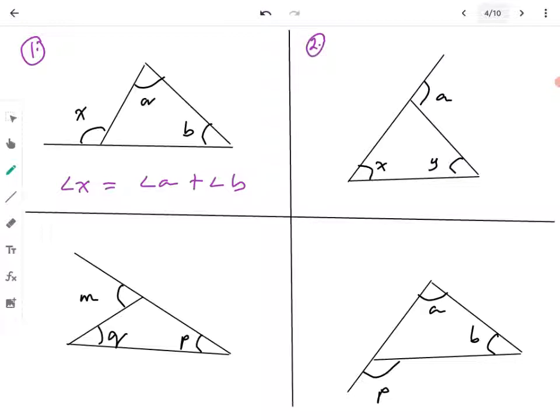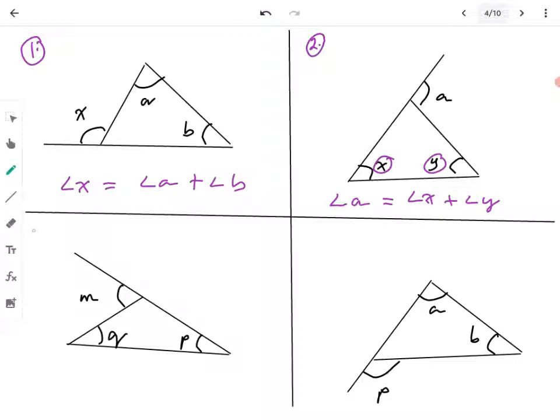Let us look at this figure number 2. Angle A is the exterior, so we say that the exterior angle of a triangle is equal to the sum of its opposite interior angles, which is the X and Y here. So we say angle X plus angle Y. So that's how our equation works.